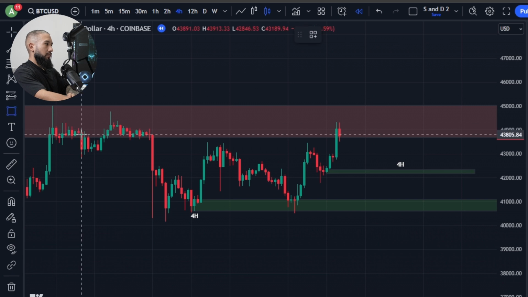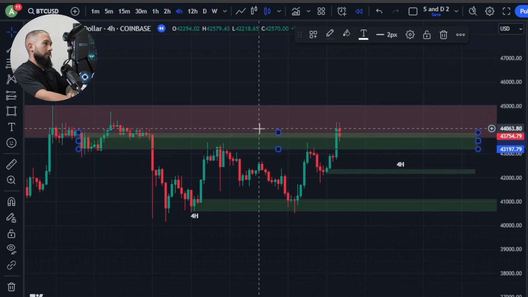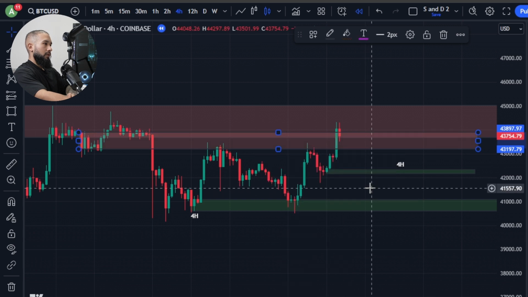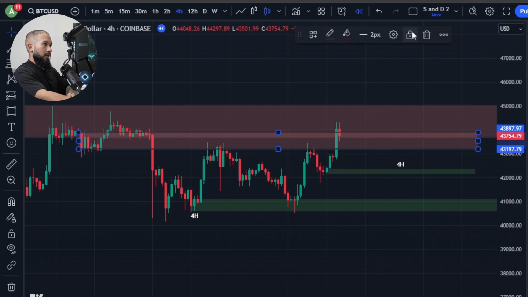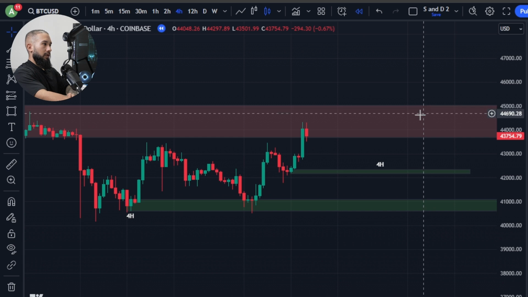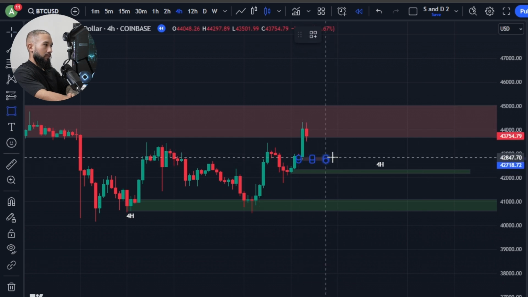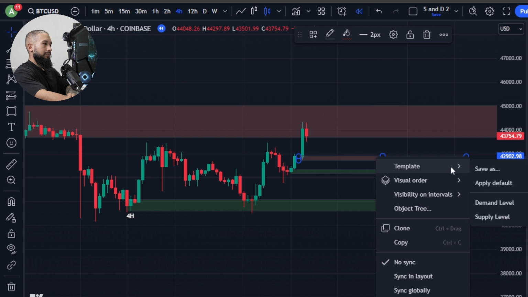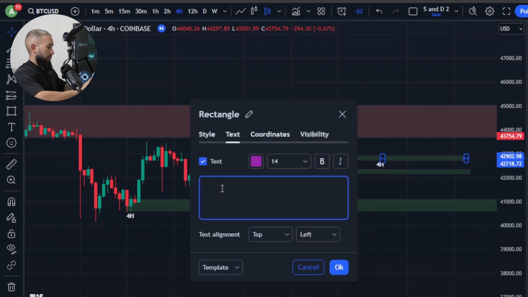And for our last qualification, does it take out a previous supply zone? So here we see we have a supply zone right here. And we can see that this candle clearly takes it out. And for that reason, I'm going to go ahead and draw it out as well. This is a demand level on the 4-hour.